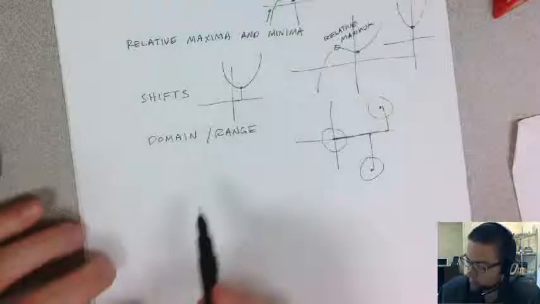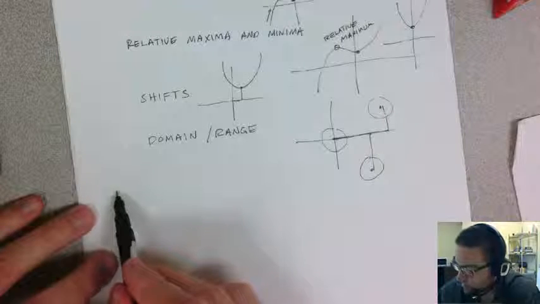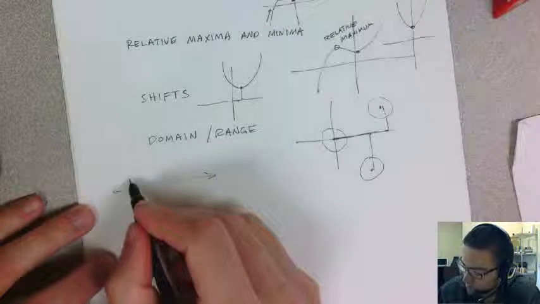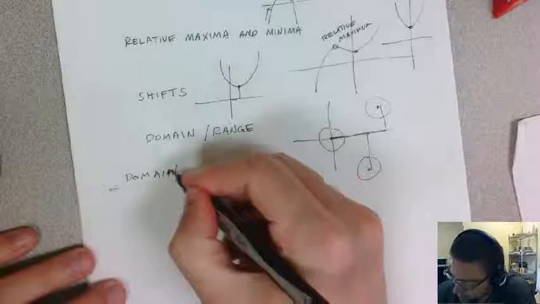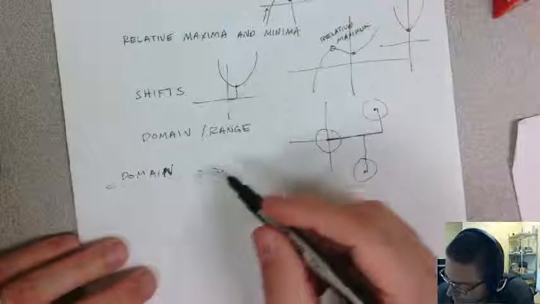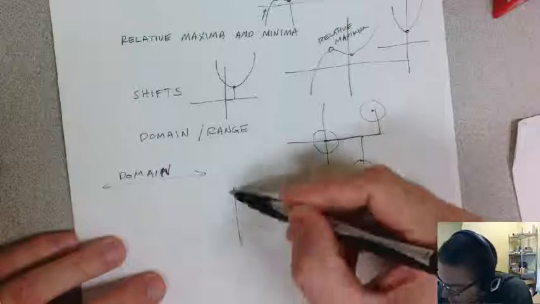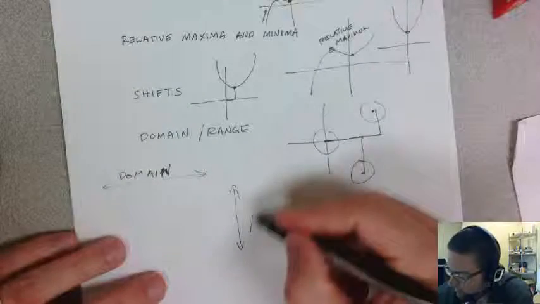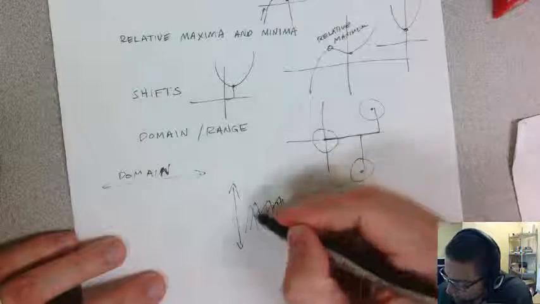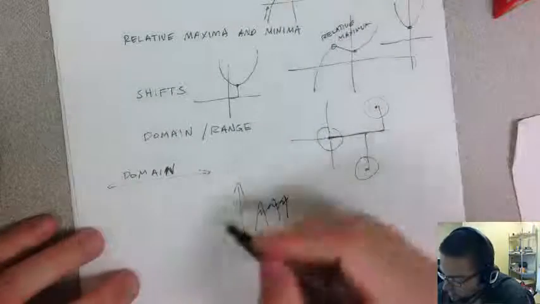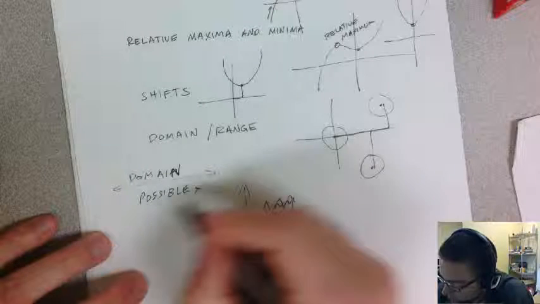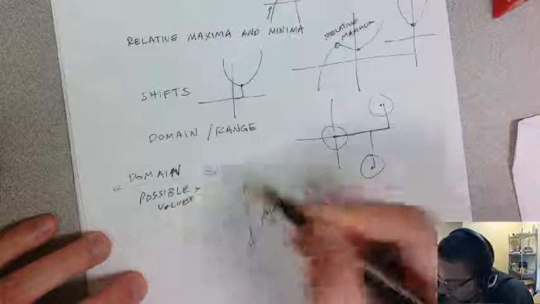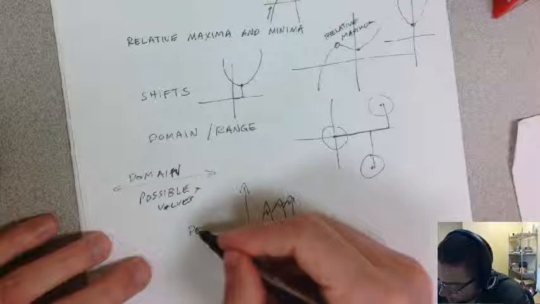Domain and range. Domain is the possible x values. It's like I live in this domain, so it's kind of like here's my stuff, right? And then range is like a mountain range, right? It's like how high or how low is it? So this is the possible x values. And this is the possible y values or possible function values.